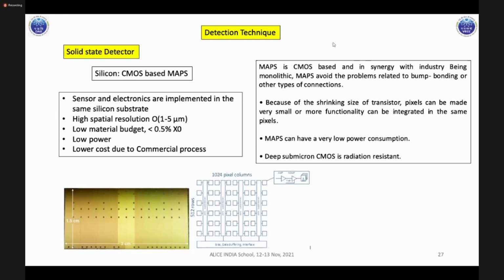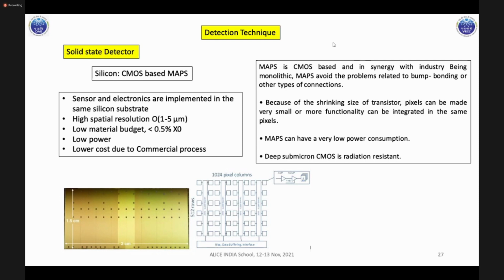And this was possible because of this CMOS-based MAPS technology. And what is this MAPS? The most beautiful part of this MAPS technology is that it is CMOS-based and is in synergy with the industry. That's why cost has reduced by an order of magnitude. And moreover, because of this MAPS technology, they are making the detector part in a very thin layer. And also, not only the detector part, the associated front-end electronics are also implemented within the same volume.